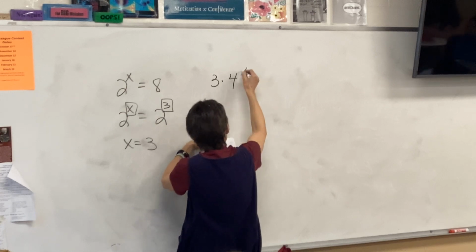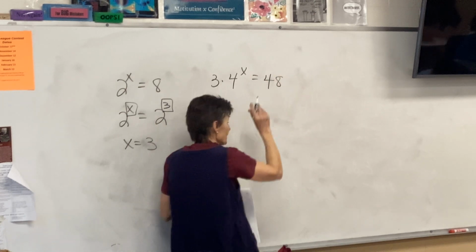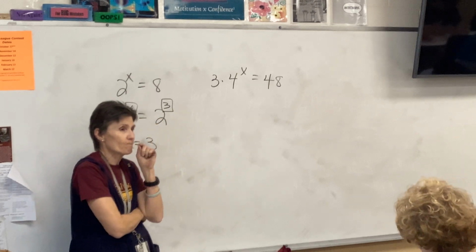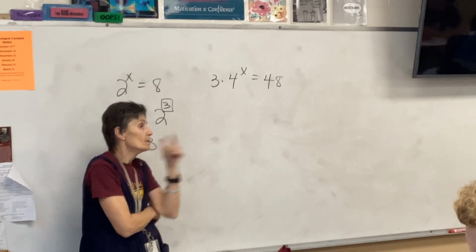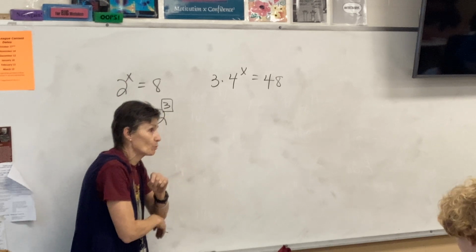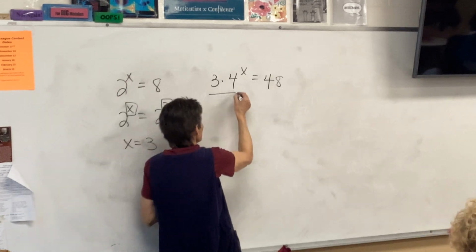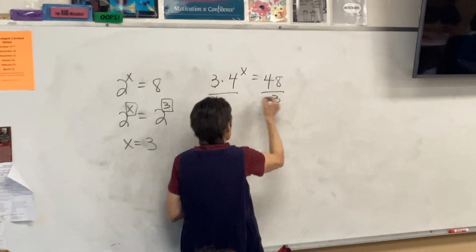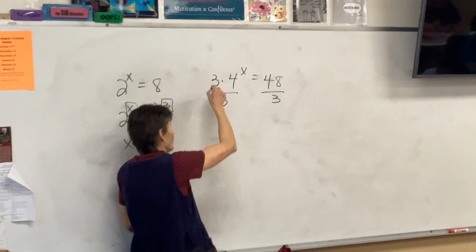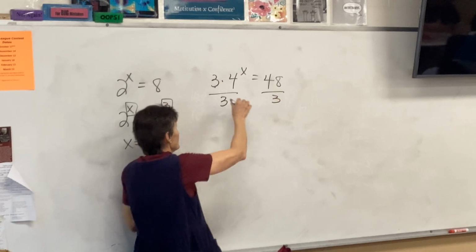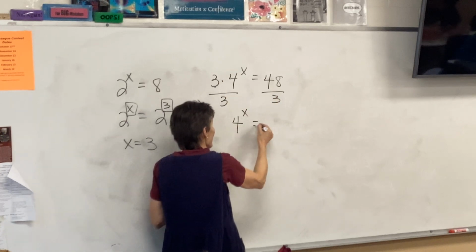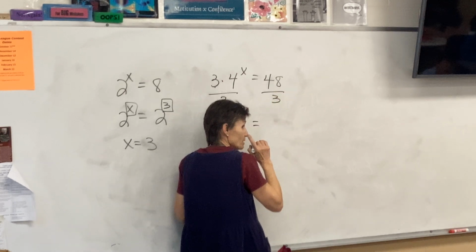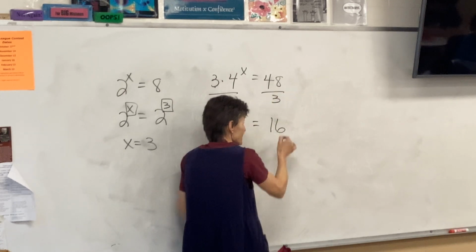Now, what about this one? Look at it carefully and think, what might I do first? Divide 48 by 3. Perfect. You gotta get rid of this number, whatever it is. It happens to be a 3 this time, but whatever it is, get rid of it. So 4 to the x equals 48 divided by 3, which is 16.